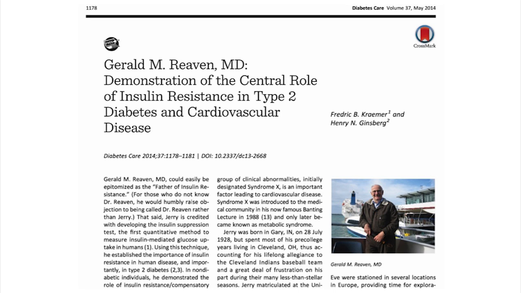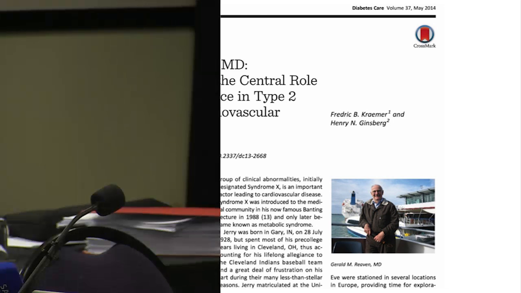And so here's Gerald Raven, and this is an article about him, an editorial about him, to make the point that this is not Tim Noakes telling you about insulin resistance. I'm giving you information about one of the most important discoveries in medicine, in my view, in the last 50 years, but it's something that we've ignored. And the reason we ignore it, I have no idea, but I have some suggestions.